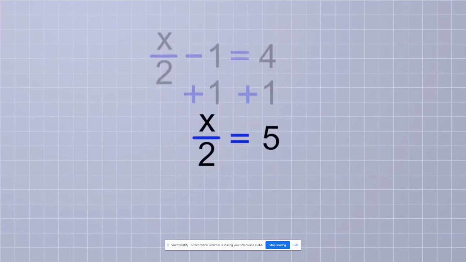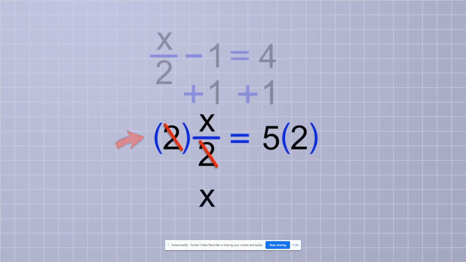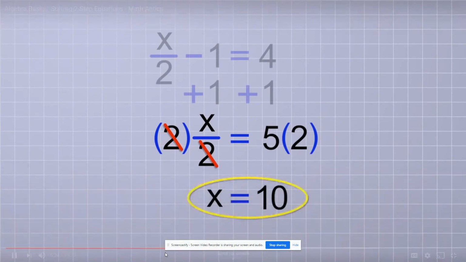And then, to undo the divided by 2, we need to multiply both sides by 2. On the first side, the 2's cancel, leaving x all by itself. And on the other side, we have 2 times 5, which is 10. So our answer is x equals 10. Those examples are pretty easy, right?